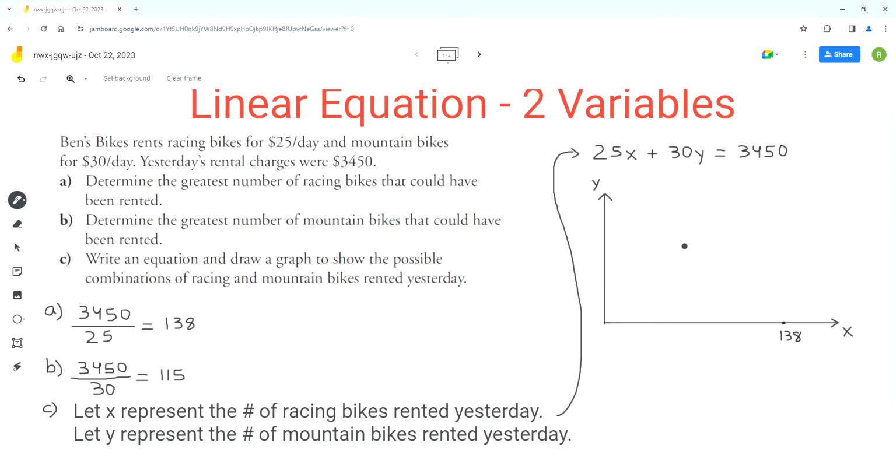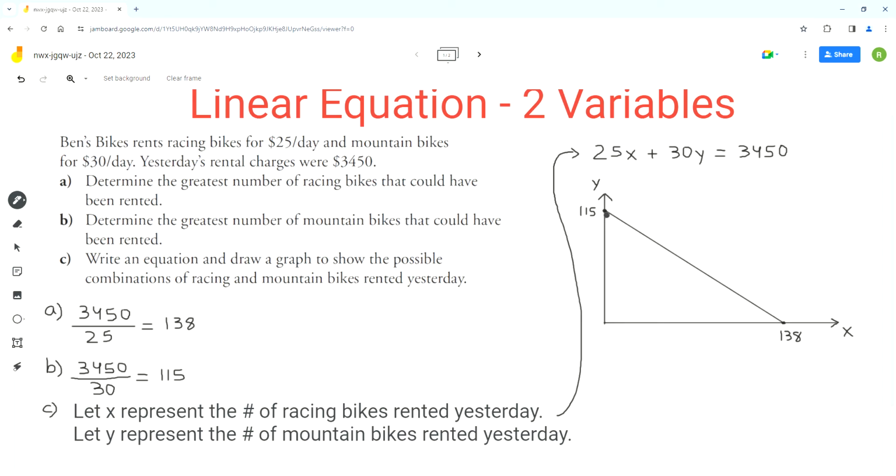Now the greatest number of mountain bikes that were rented were 115, and that happened when no racing bikes were rented. And that's the y-intercept for this graph. We have 2 points that lie on the graph, and this equation is a linear equation. So that means the graph should be a straight line which can be drawn by joining these 2 points. So this is the graph that represents this equation.